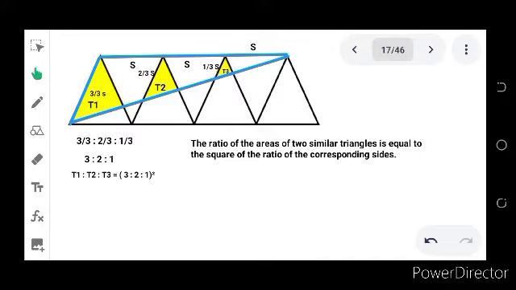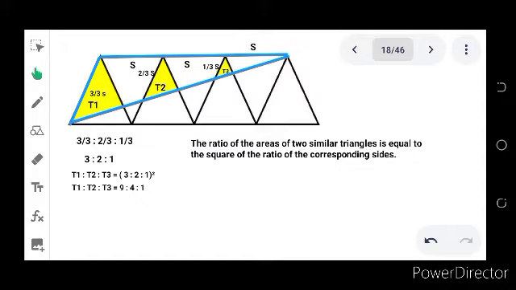So that's why we will have T1 is to T2 is to T3 equals 3 is to 2 is to 1 squared. Or when we simplify that, T1 is to T2 is to T3 equals 9 is to 4 is to 1. And this is the ratio that we're going to use to establish the area of one of the triangles.